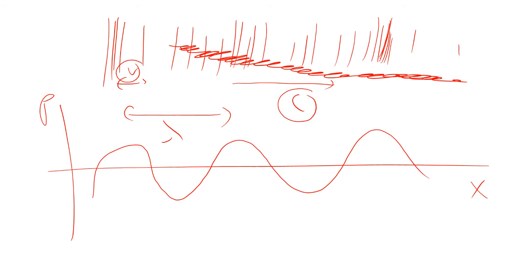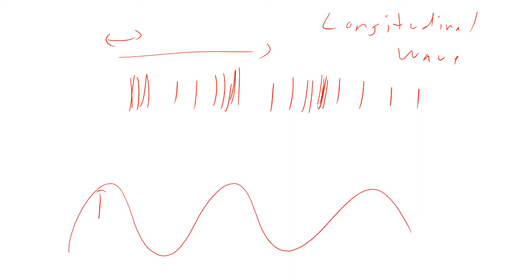And so this type, in which the motion is back and forth this way while the wave's moving, like these pressure waves, this would be like sound waves. That is what we call a longitudinal wave. Now, if instead everything is moving perpendicular to the direction the wave is moving, we call that a transverse wave.